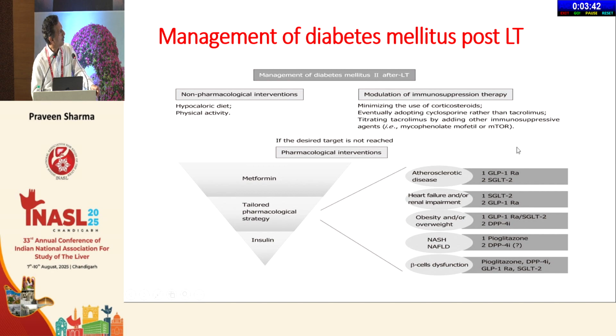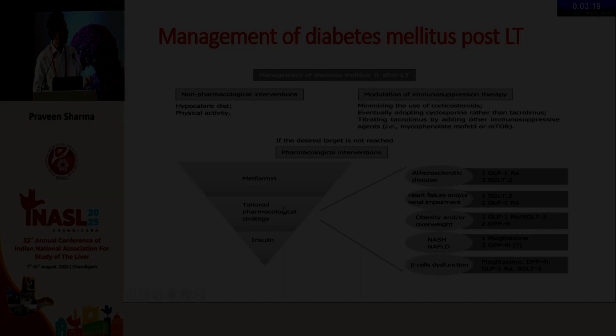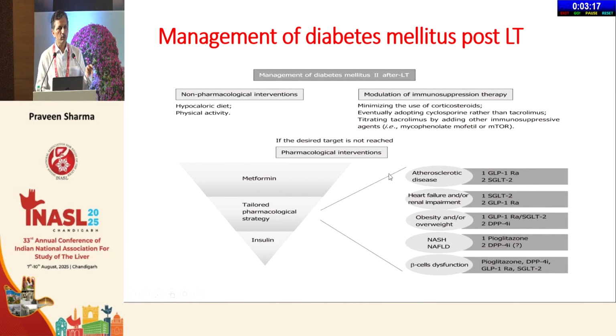So how do we manage diabetes? The standard protocol, with non-pharmacological intervention: one should control the diet and physical activity, and try to minimize steroids. We can change from tacrolimus to cyclosporine, or if you're using tacrolimus, we can reduce the dose and add on mTOR inhibitors or mycophenolate. But even if we are not able to control that, metformin is the first line of drugs. Depending upon the second line of drug, we need to understand which other comorbid condition the patient has.